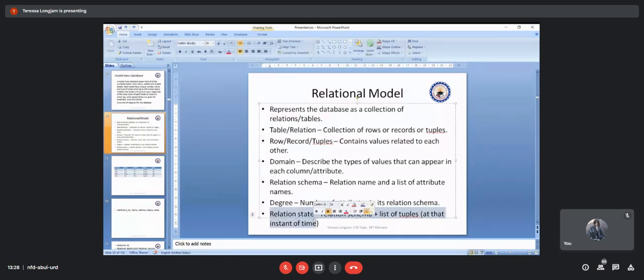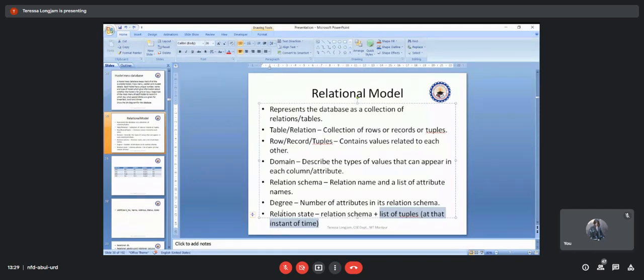It is defined here. Relational schema: relation name and a list of attribute names. It is known as relation schema. And what about relation state? Relation schema plus the tuples at that instant of time is known as relation state. So what is the difference between relational schema and relational state? The schema gives only the definition of that particular relation. But in relational state, we also have the tuples for that instant of time. So that is the difference.